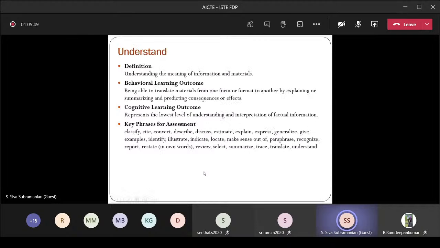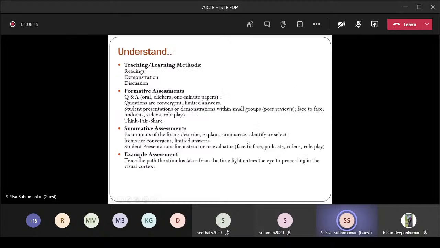Coming to the next level, understanding, it is something to do with understanding the meaning of information or material. Here, the learning outcome is on explaining or summarizing and predicting the consequences or results, right? And this stands as the second lowest level. Here the keywords are classify, convert, describe, discuss, explain, and it goes on. Again, the teaching methods could be reading.